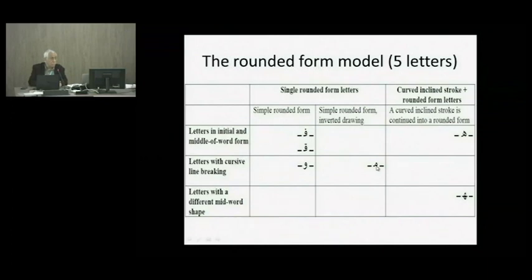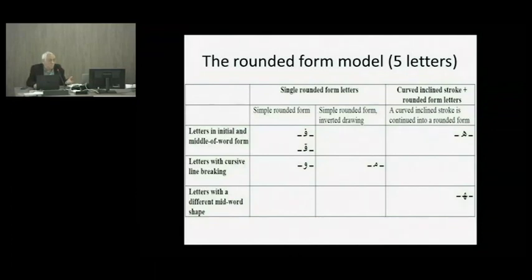Then you have the mim, which does the same, but the drawing is inverted. And then you have the ha, where you have an inclined stroke and a round form inside it. When the ha goes to mid-word shape, it changes forms, but I will not develop how it does, but this could be done.